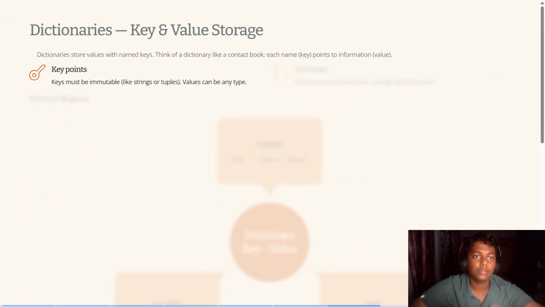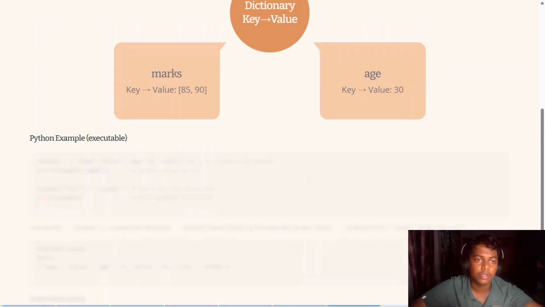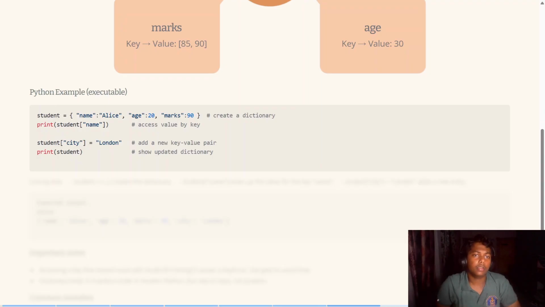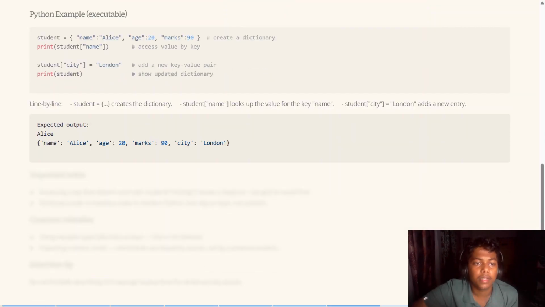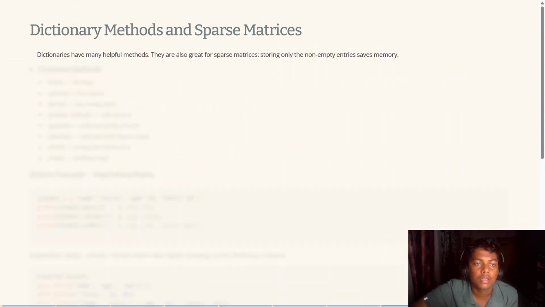Now key-value storage, the dictionary. Use case, memory diagram: name, value, Alice, marks by key-value, age. Whatever I'm mentioning is executable in a compiler. So the student name is okay. We know this already because we went through it in the previous session. I hope you understand that.